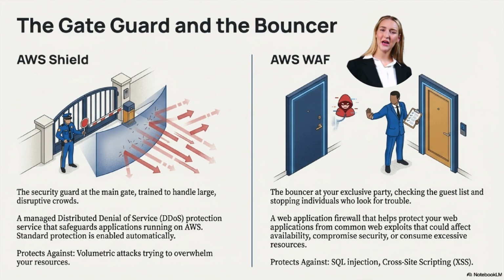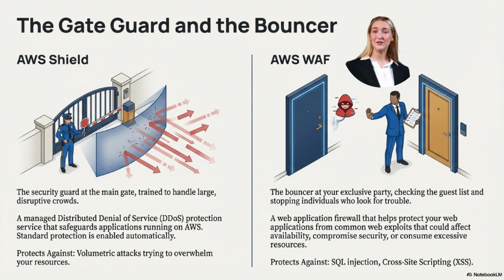Two key members of your active security team are AWS Shield and AWS WAF. AWS Shield is the gate guard at the main entrance. It is a managed distributed denial of service, DDoS, protection service that protects your applications from large disruptive crowds, volumetric attacks, trying to overwhelm your resources. Standard protection is enabled automatically for all customers.